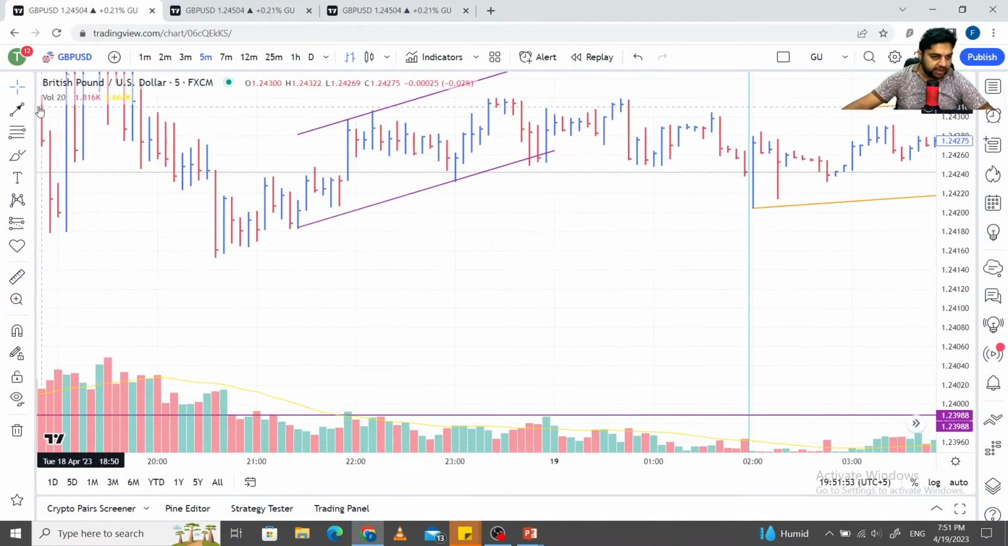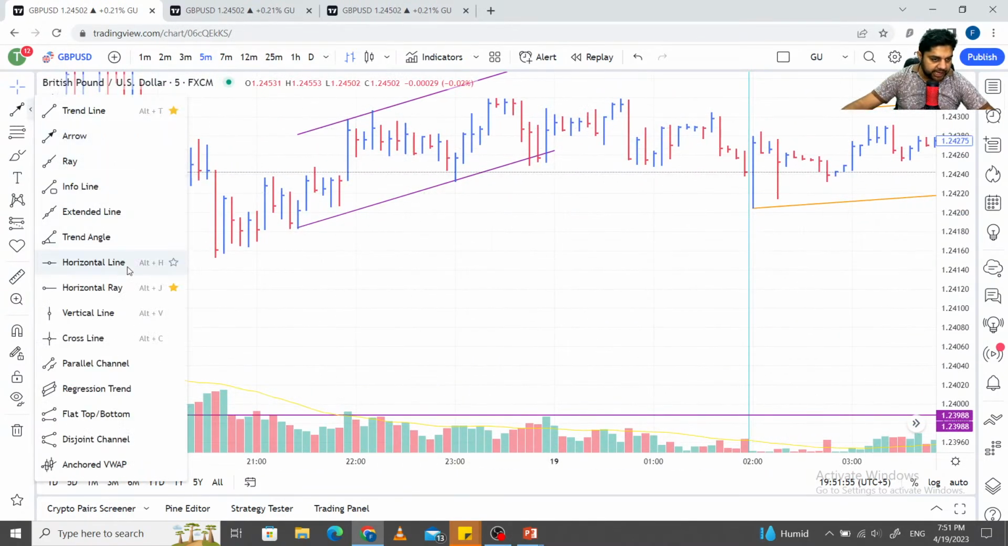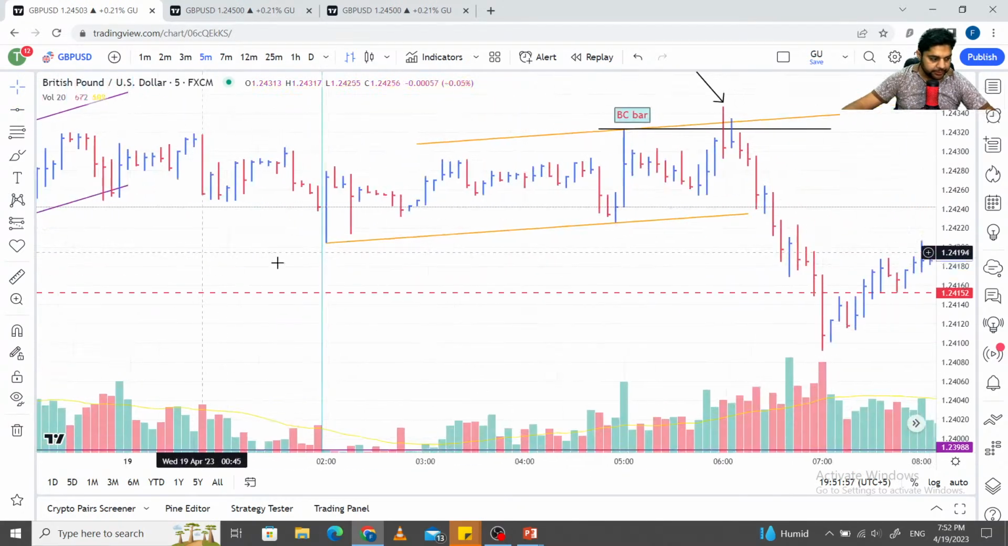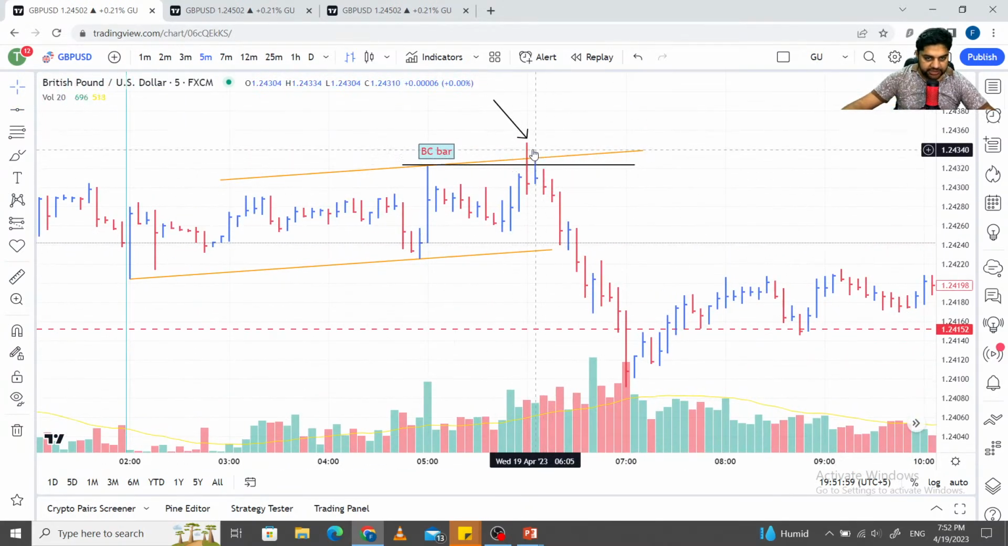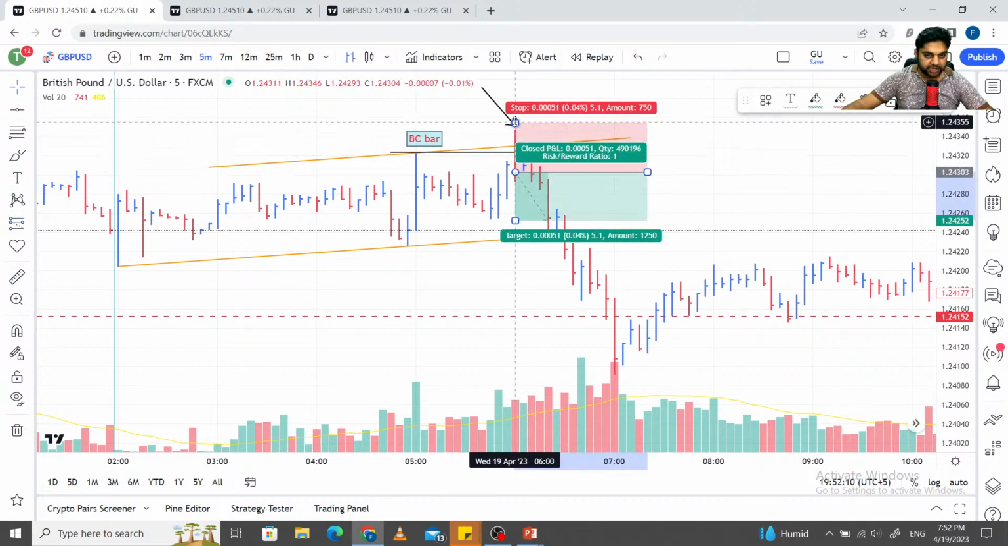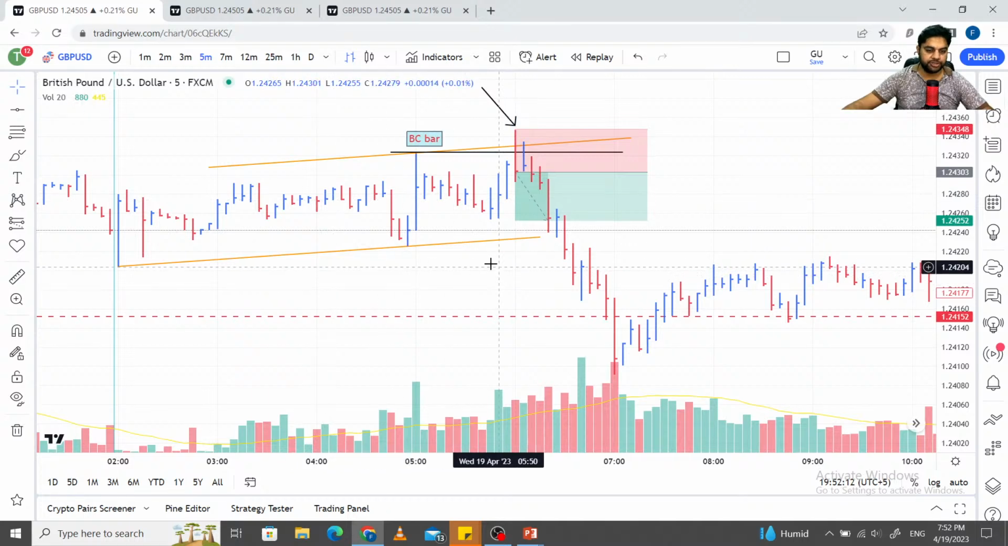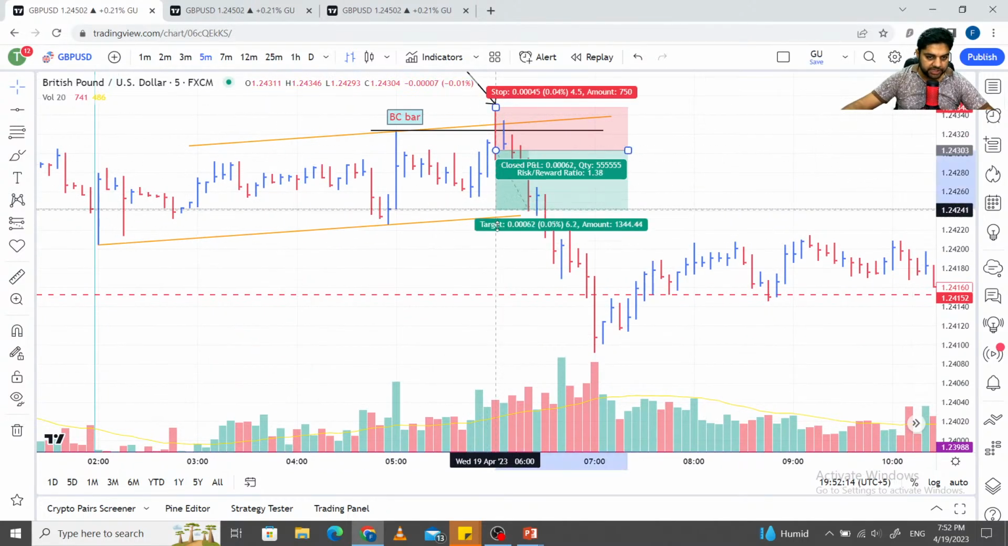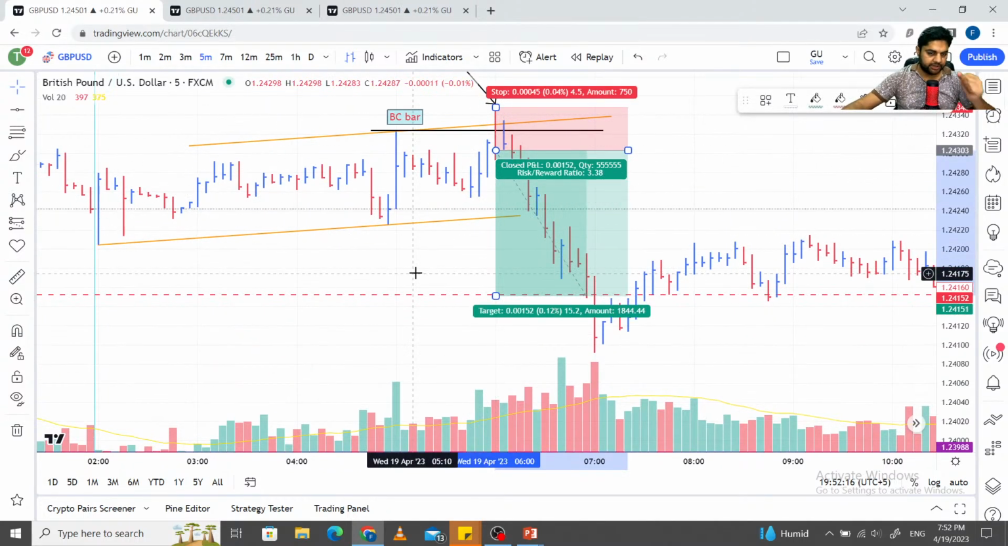So guys, you have a supply line which, when touched, the market goes down like crazy. So what do you do? You will just sell over here or over here. This one is a better one, but you don't know whether the market will go up or down. So when you sell over here, just put your TP right around this level.